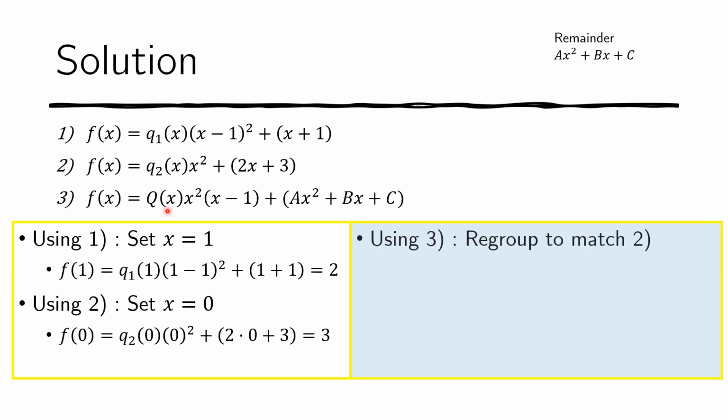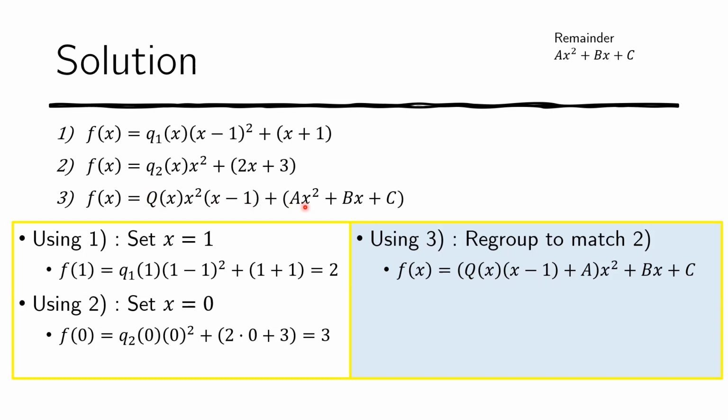Now, let's do something with the third condition here. The first thing we're going to do is try to regroup the terms so that it matches the second equation here. And what we mean by that is the following. We see that in equation 2, the remainder is a linear polynomial. So we have a 2x plus 3. And x squared is a factor of the first part. That is the quotient times x squared plus the remainder. And we want to make equation 3 into that form. And so what we did is we moved ax squared to be grouped with the first part of this equation.